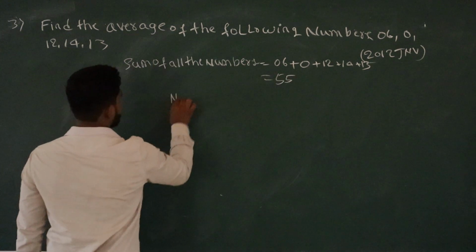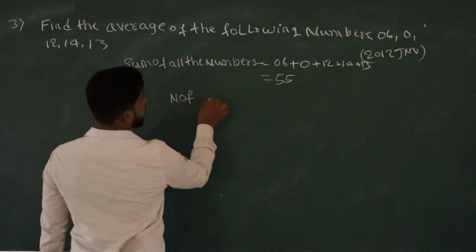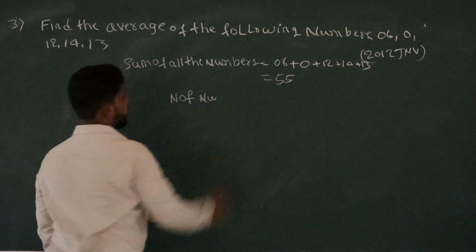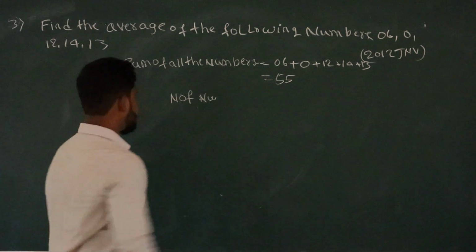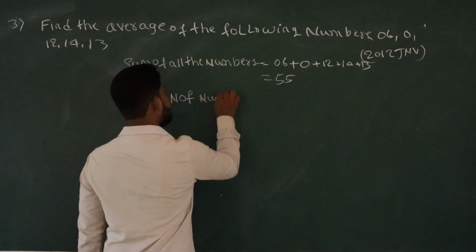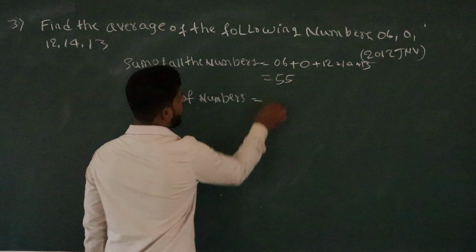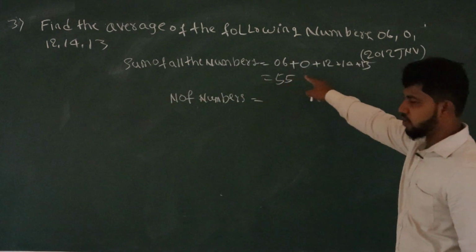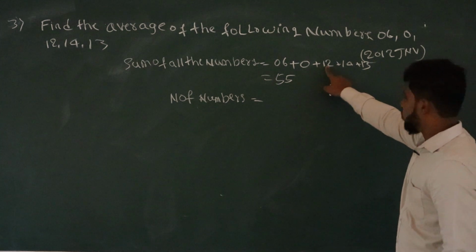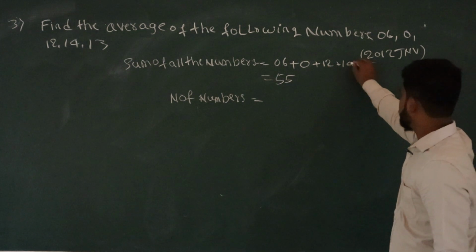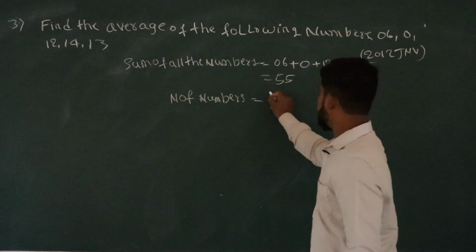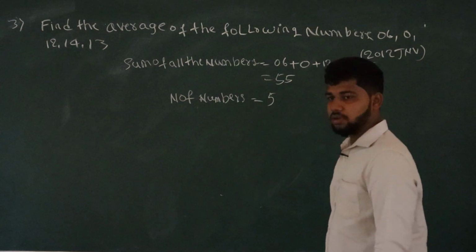Now the number of numbers, or number of observations, because they have given the numbers. Number of numbers is equal to how many are there? How many are there here? 6 is the first, 0 is the second, 12 is the third, 14 is the fourth, 13 is the fifth. Now the number of numbers is 5.